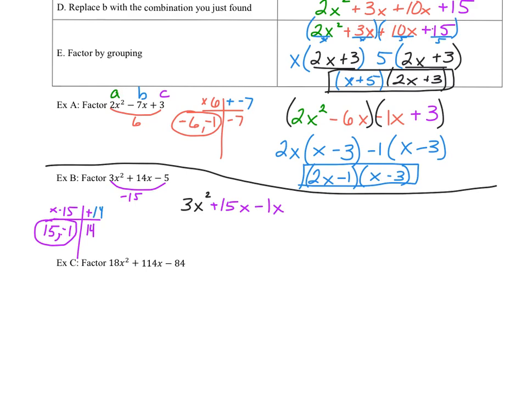And then I have my -5, and then I can group it. The greatest common factor between 3x squared and 15x would be 3x, so I'm going to take out a 3x.